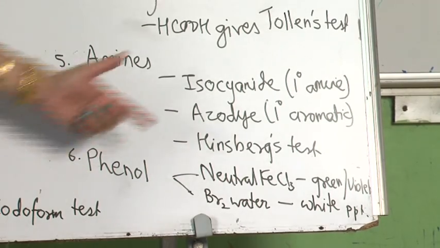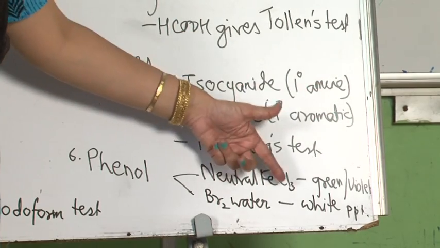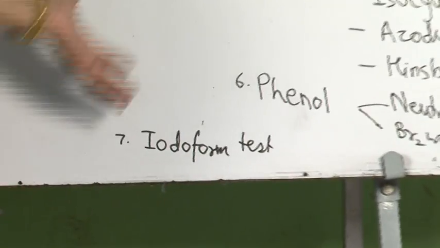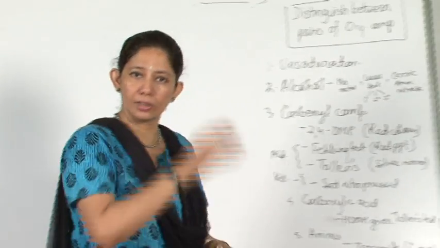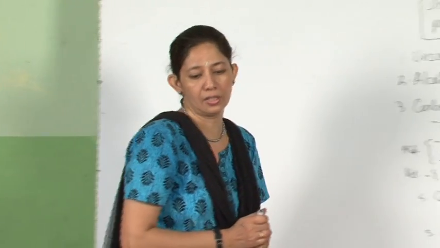Phenol, there are 2 tests. Neutral ferric chloride, which gives green or violet color. Bromine water test, it gives white precipitate. Iodoform test, I just explained to you. For iodoform test, the compound must have a methyl keto group, or it should have a secondary alcohol, in the chain, the second carbon atom.